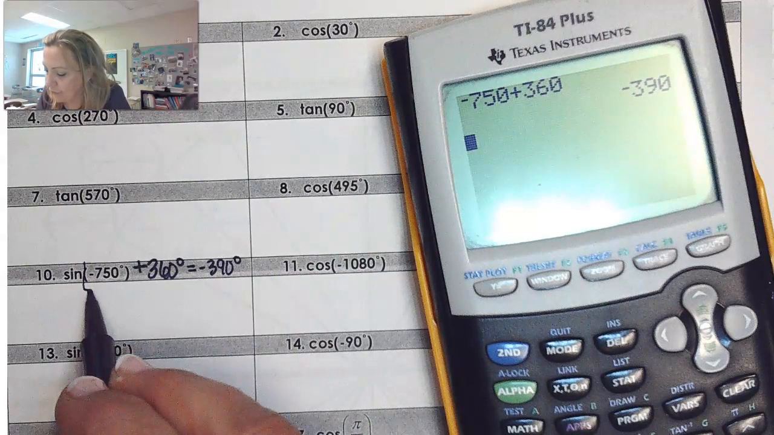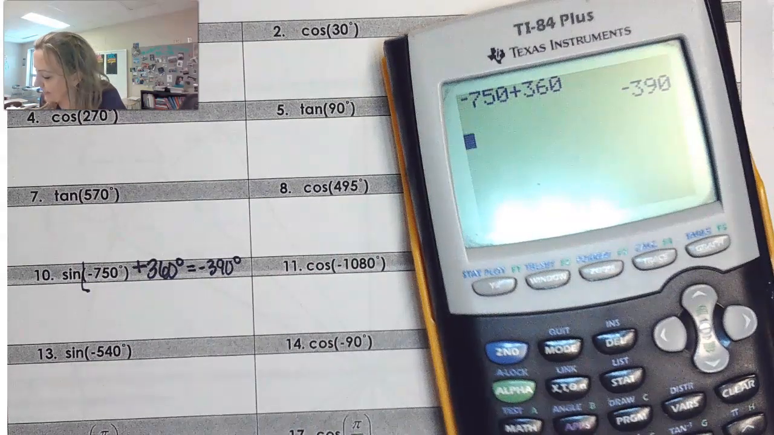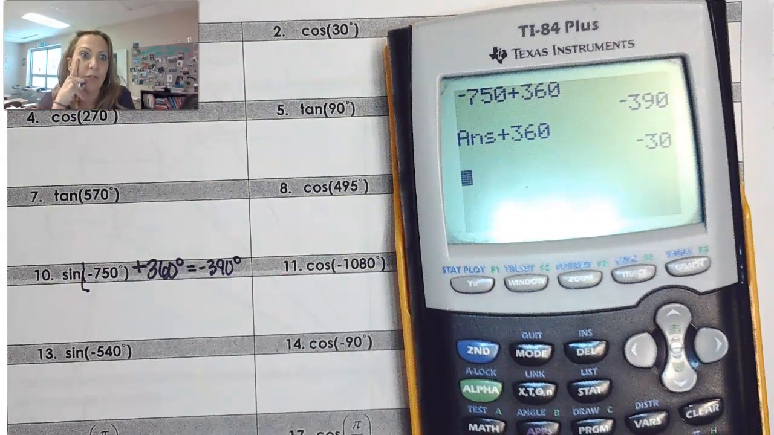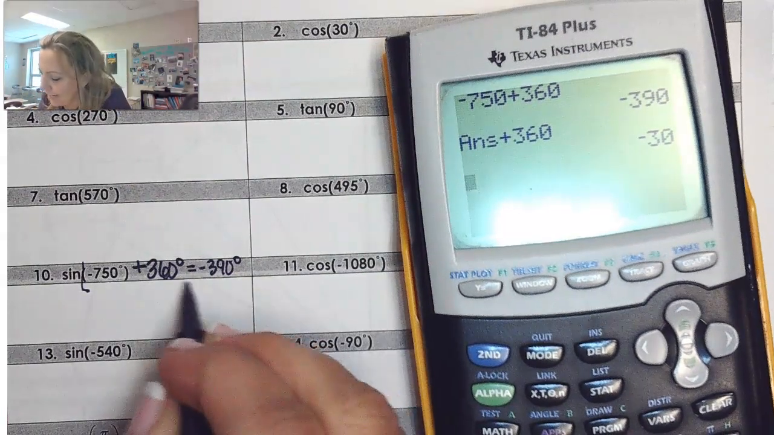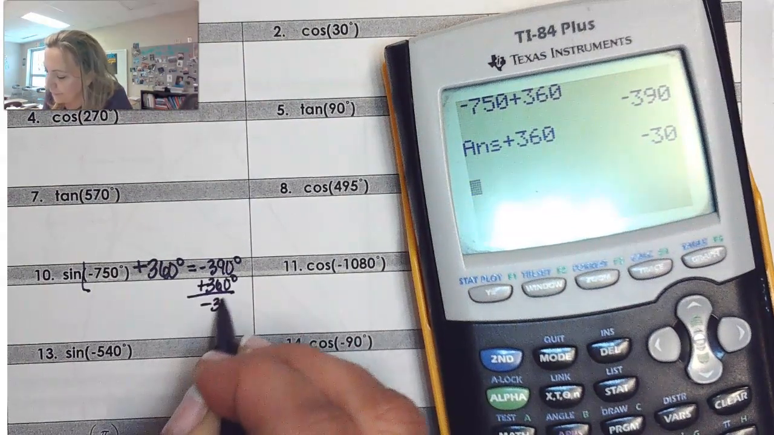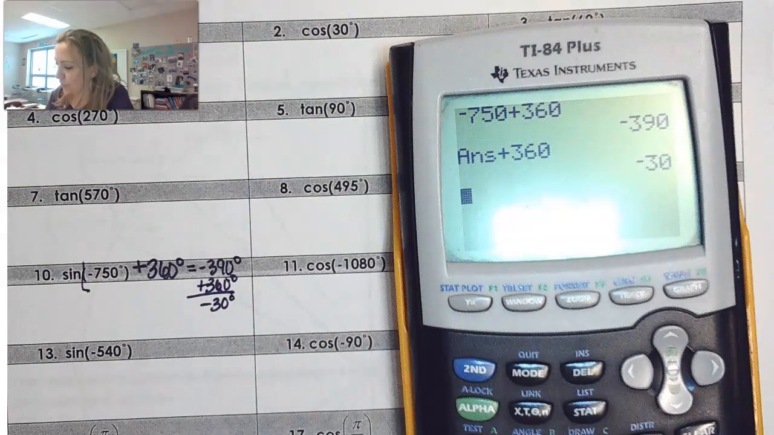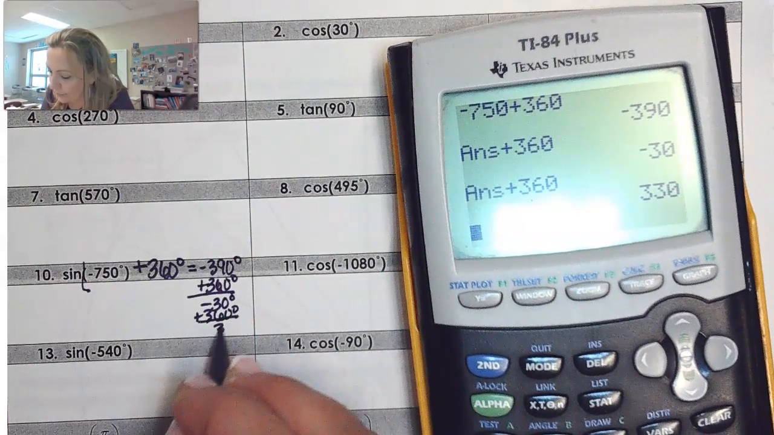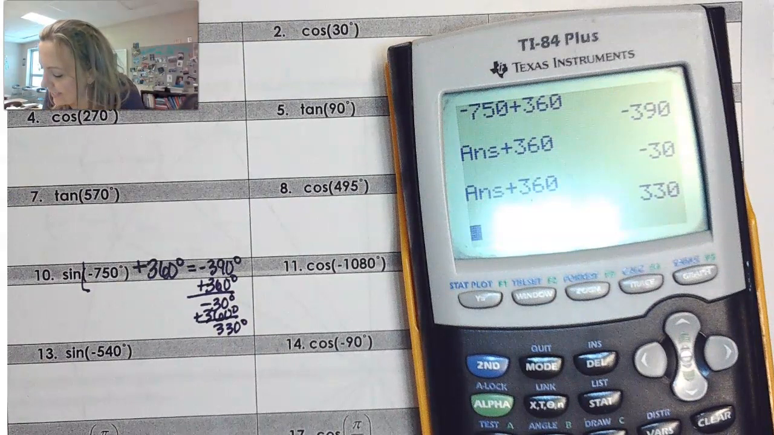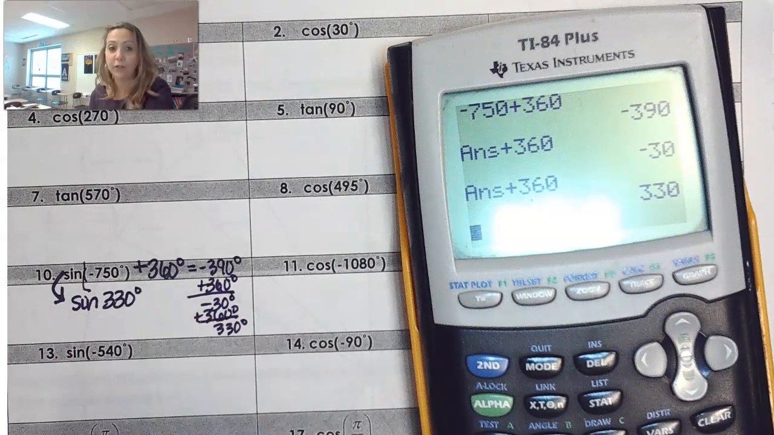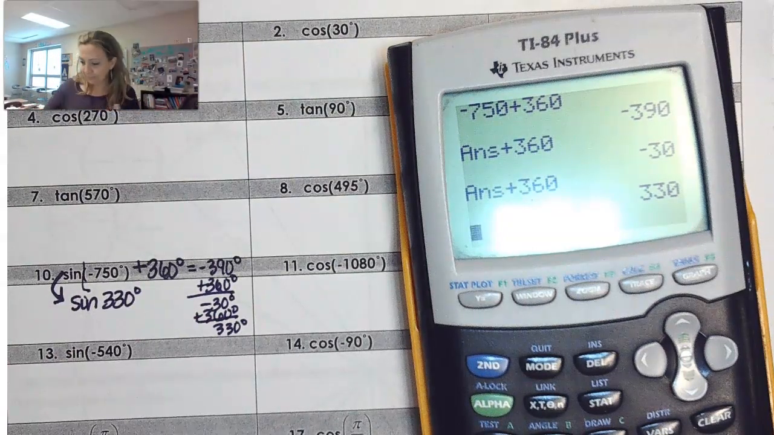I'm just dealing with the 750 right now. That's still small, isn't it? So let's add another 360, and that's negative 30. You could probably look on the unit circle and figure out where negative 30 is. But if I wanted a positive angle on the unit circle, I could add another 360 degrees, and I get 330 degrees. So the sine of negative 750 is going to be the same as the sine of 330 degrees, because those are coterminal angles.